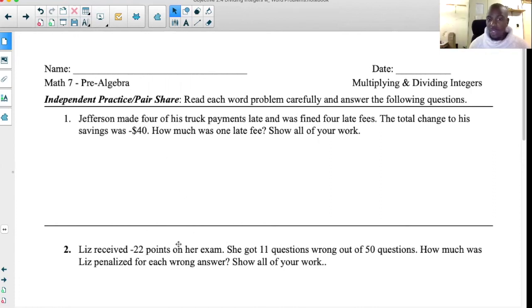Liz got -22 on her exam. She got 11 questions wrong. How much was she penalized for each wrong answer? Okay, so she received a negative 22 points because of those 11 questions she got wrong. So for each question, how much did she get off is what they're asking you. Make sure you show your work for each one of these and keep going. Read the problems very carefully. Show your work. And if it asks you to justify, you have the option of explaining with words or showing your actual work.